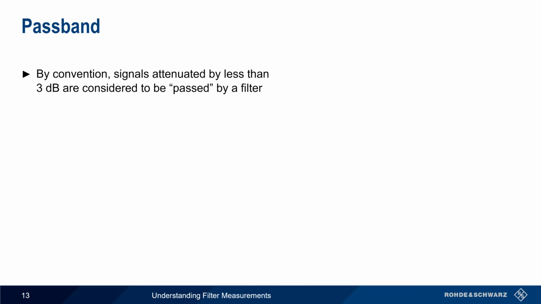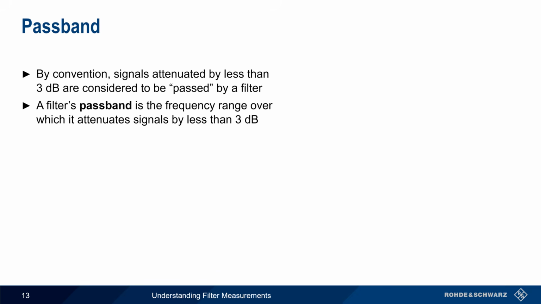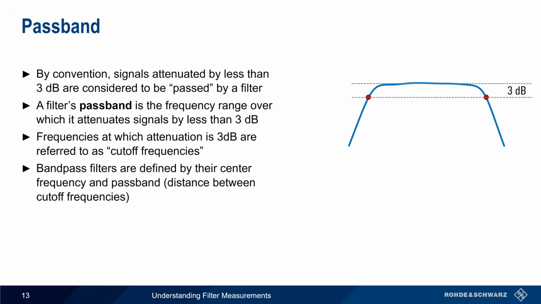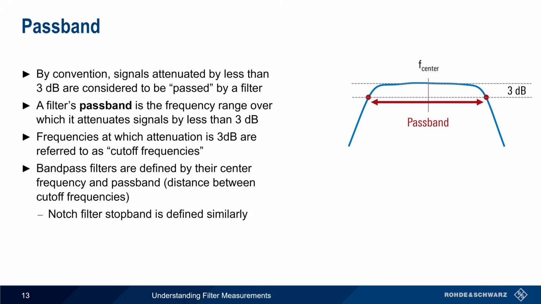By convention, a signal is usually considered passed by a filter if it's attenuated by 3 dB or less. Therefore, the passband of a filter is commonly defined as the frequency range over which it attenuates signals by less than 3 dB. For example, in this bandpass filter, signals are attenuated by less than 3 dB between these points, which are sometimes referred to as cutoff frequencies. The most fundamental characteristics of a bandpass filter are its center frequency and its passband, or the distance between the 3 dB points. Note that the stop band of a notch filter is defined in a similar way to a bandpass filter.